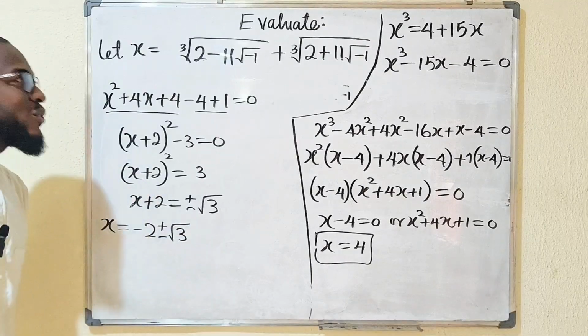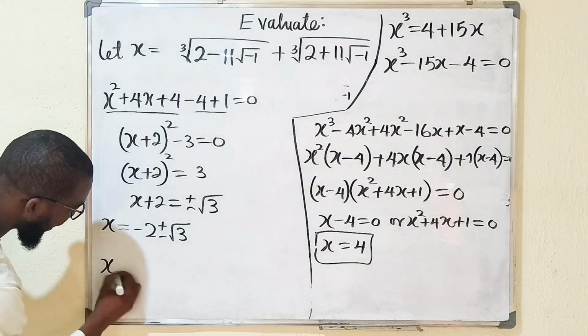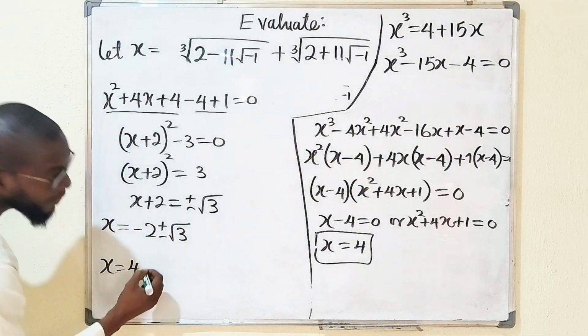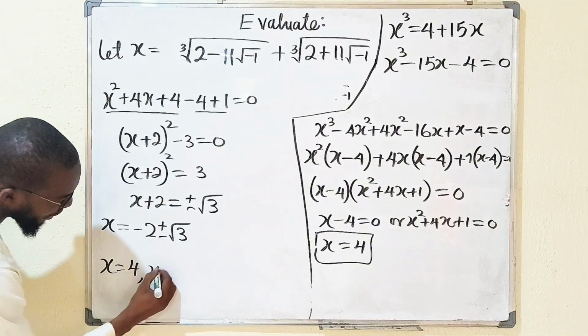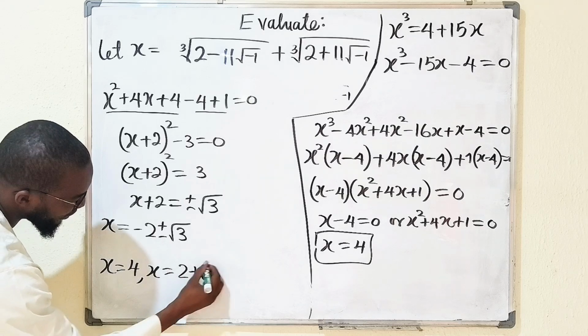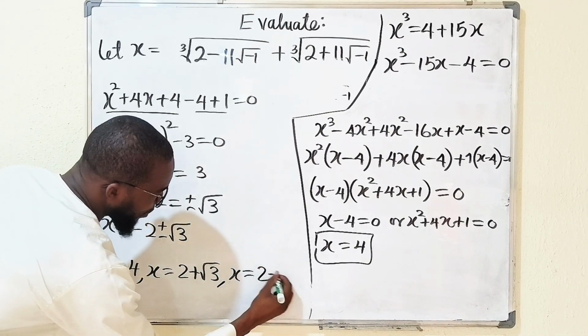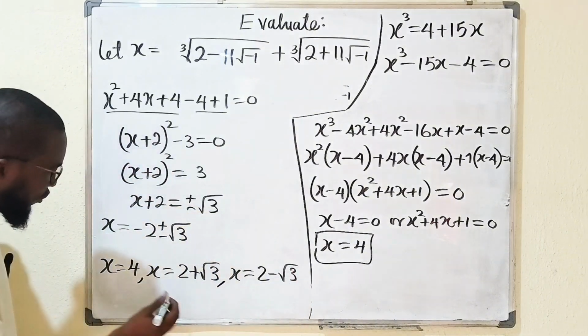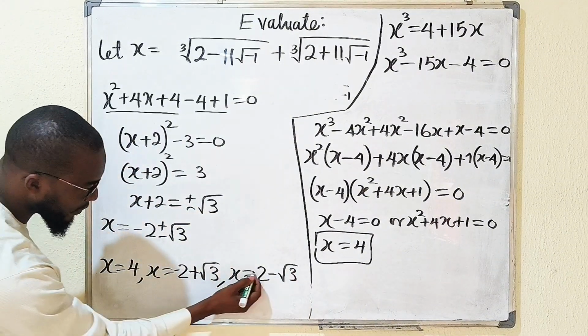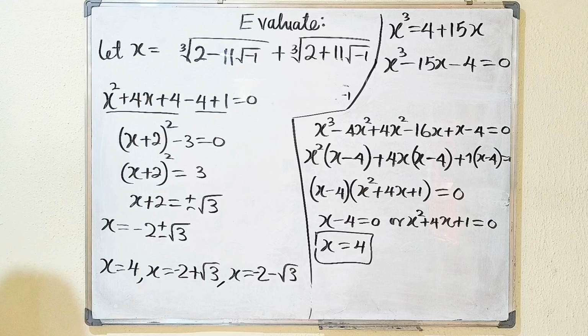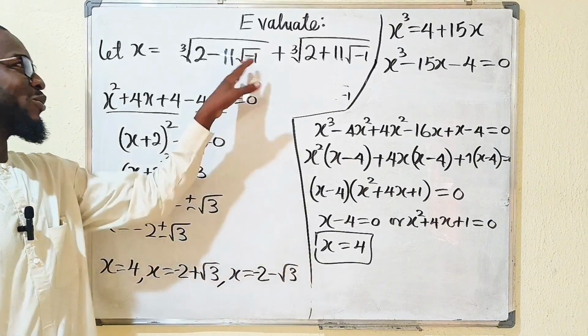So the 3 solutions we have are what? x either equal to 4 from that one, x equal to negative 2 plus root 3, or x equal to negative 2 minus root 3. No, this should be negative, sorry. This is negative. This is also negative. So these are the solutions to this problem.